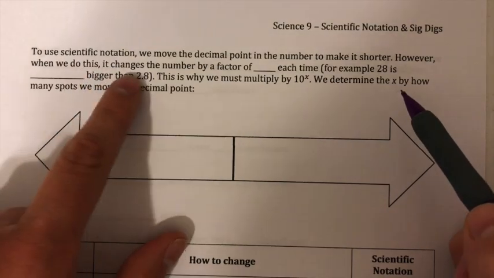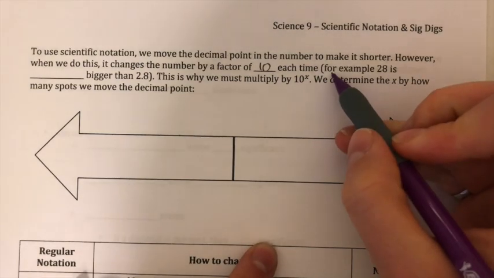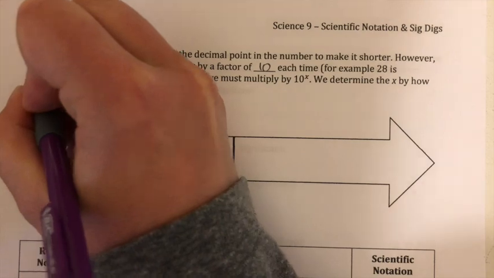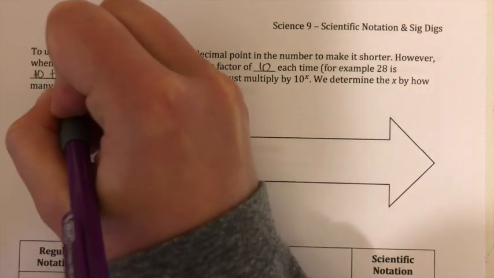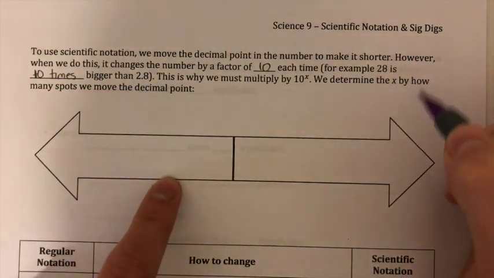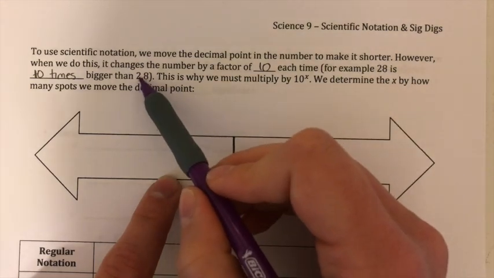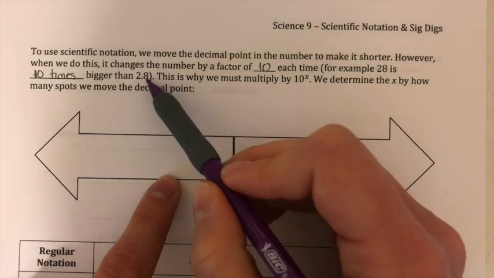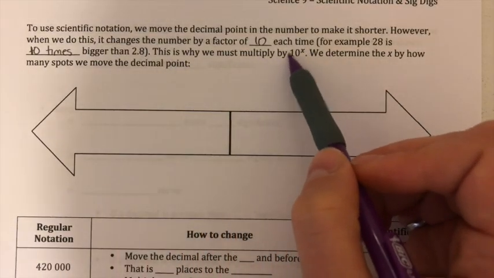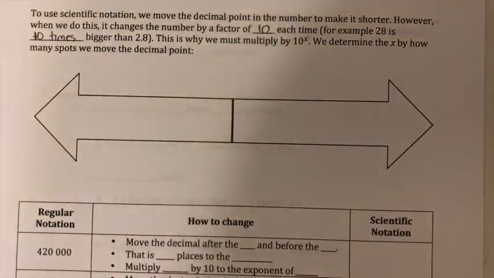However, when we do this, it changes the number by a factor of 10 each time. So 28 is 10 times bigger than 2.8, right? If we move that decimal once, it is 10 times. The opposite is also true: 2.8 is 10 times smaller because the decimal has been moved the opposite way. So this is why we must multiply by 10 to the x. We determine the x by how many spots we move the decimal point.